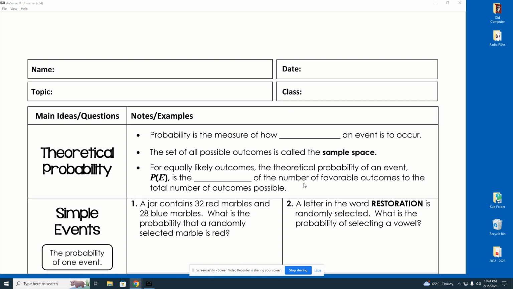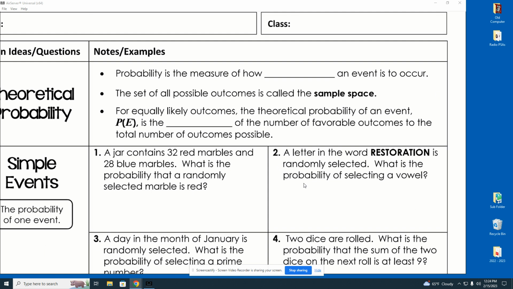It's not experimental probability. Experimental probability we will talk about, and experimental probability is based on actual data. You flipped a coin 100 times. What was the probability it landed on heads? Well, you're looking at data. So there is a difference. Okay, so here we go.